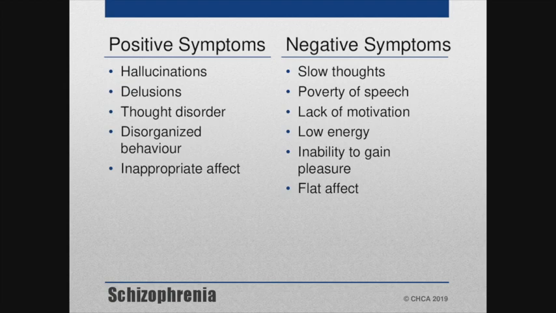The negative symptoms can be slower thoughts, poverty of speech, lack of motivation, low energy, inability to gain pleasure, or a flat affect. Now, it may be difficult to elicit some of these symptoms from the patient if they're unable to articulate their own feelings and thoughts. This is where it's important, if a family member or a friend is available, that they can provide a bit of insight. Certainly we have to be careful within this area, providing consent, especially if the patient does have capacity.